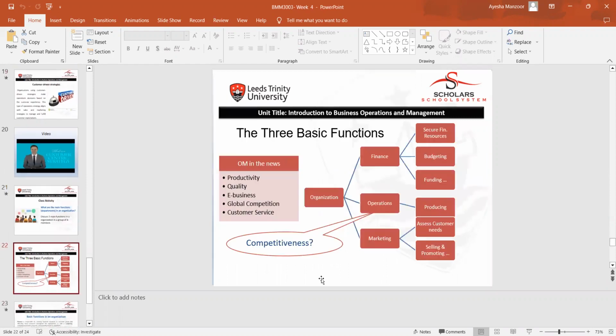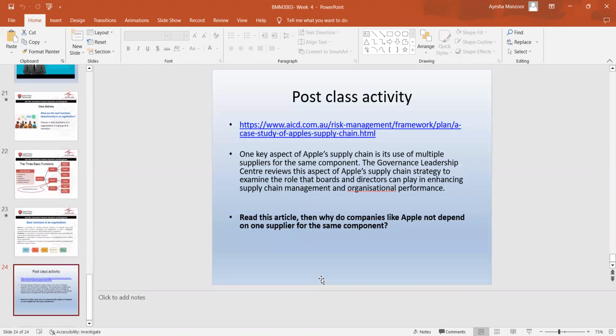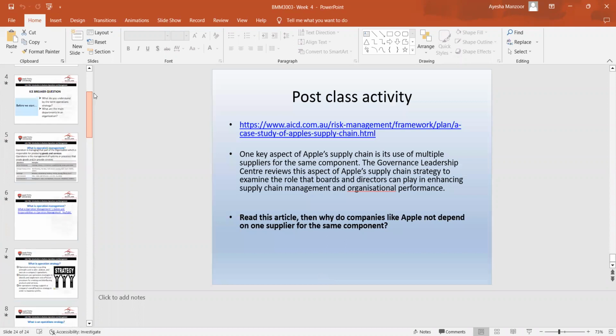Then we studied the functions of business operations. Organizations have three functions: finance, operations, and marketing. We have also discussed each of these in detail. What could be the finance, marketing, and operations functions of an organization? And this is the post-class activity. This is also available on Moodle if you go and check the week 4 slides for business operations and management.